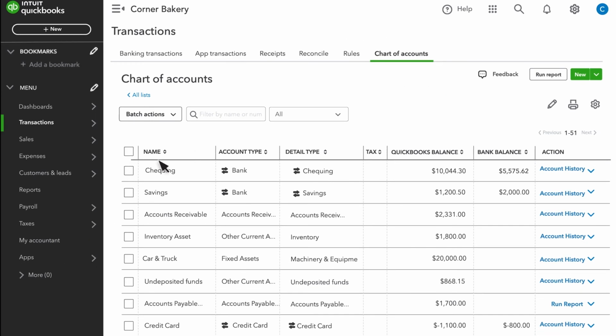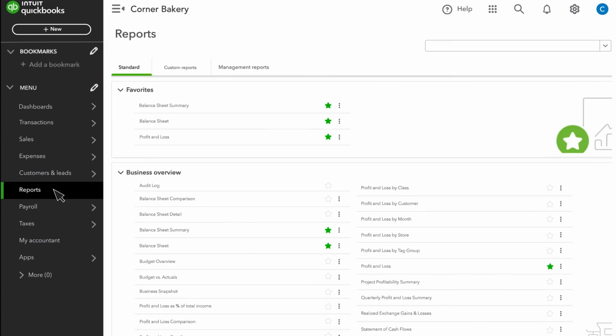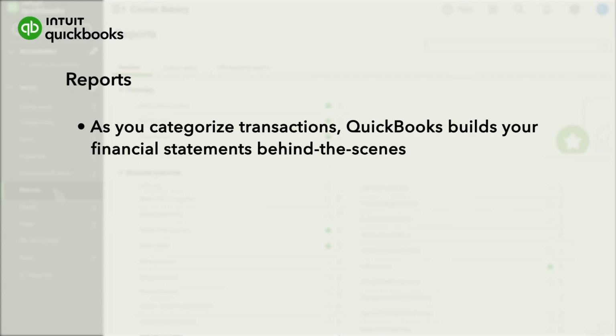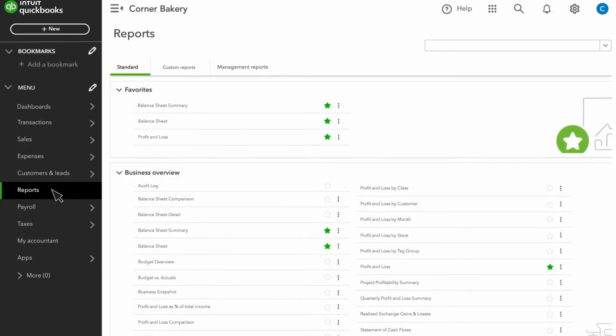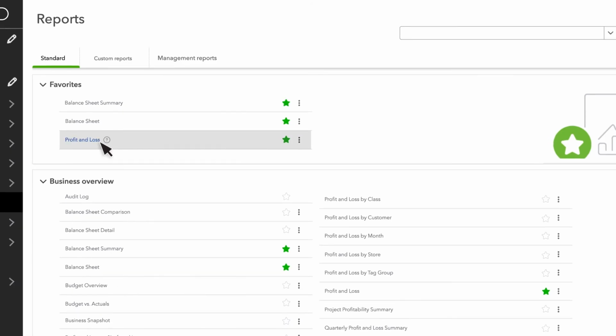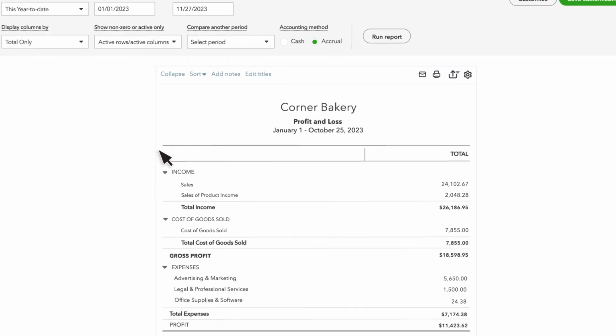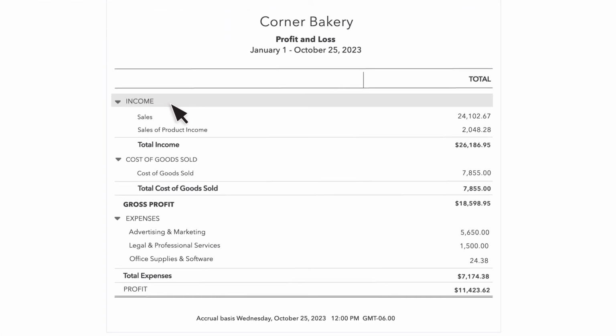Now let's look at a report. Select Reports. As you categorize transactions, QuickBooks builds your financial statements behind the scenes. These are powerful tools that let you and your accountant know how your business is doing. Let's look at the Profit and Loss Report. The Profit and Loss Report shows all your income, costs of goods sold, and expenses for a specific period.